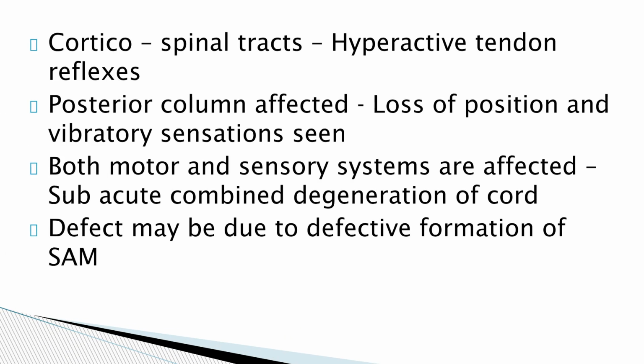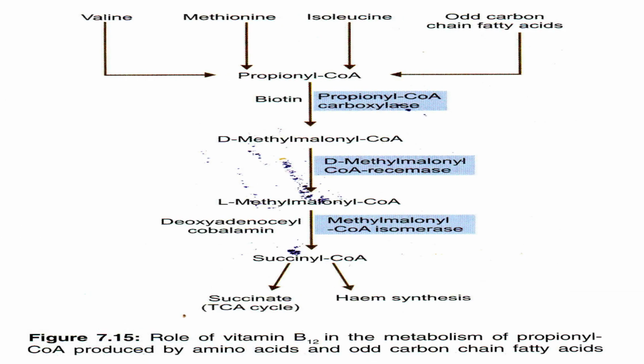In the spinal cord, damage to the corticospinal tracts causes hyperactive tendon reflexes. Posterior column damage results in a loss of position and vibratory sensations. This combined motor and sensory impact is subacute combined degeneration of the cord, potentially due to defective SAM formation. This figure illustrates the relationship between vitamin B12, folate, and the production of methionine and succinyl-CoA.